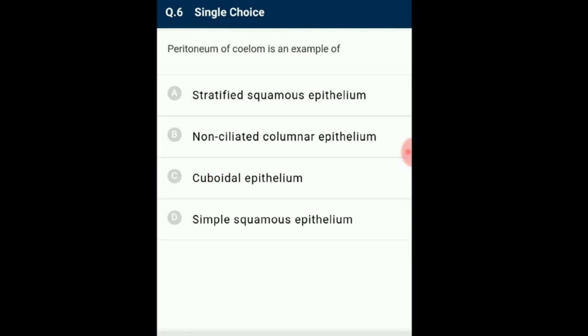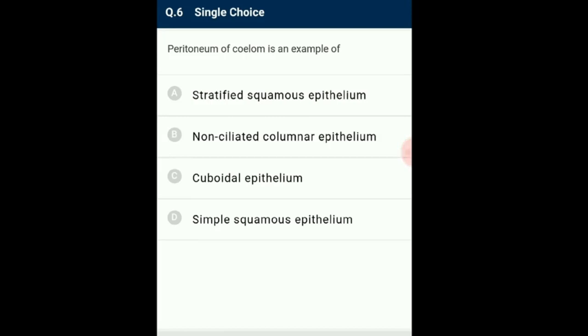Question number 6. Peritoneum of coelom is an example of. Epithelial tissue can be classified as simple or compound epithelium depending upon the number of layers resting on the basement membrane. The simple epithelium consists of only one layer resting on the basement membrane. This is further divided into various types depending on the shape of cells. These are squamous epithelium, where the cells are flat, cuboidal when the cells are square in shape, columnar when the cells are tall and pillar-like, and ciliated when the cells show the presence of cilia. The main function of simple epithelium is the transport of substances.